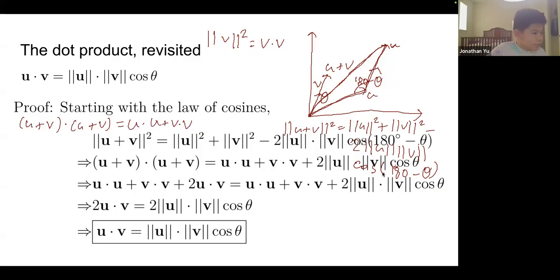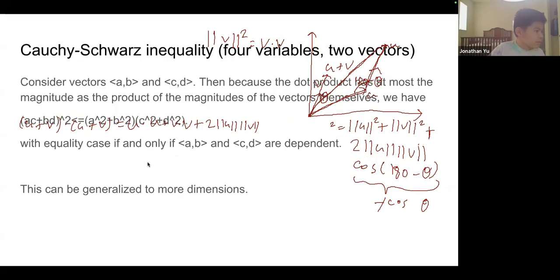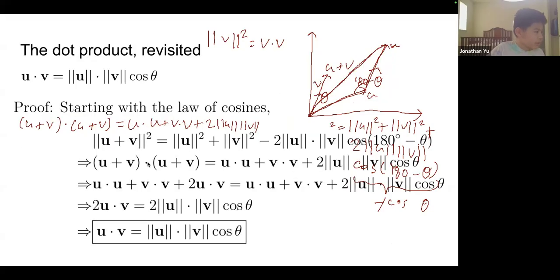Okay, now we know from trig identities that the cosine of 180 minus theta equals negative cosine of theta. So these two negatives are just going to cancel out and make a plus. So this is just plus 2 magnitude u magnitude v times cosine of theta.